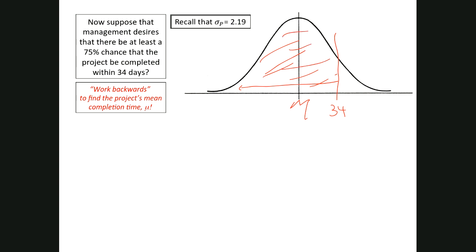So we want this value to be 75%, the area under the curve to be 75%. And in order for that to happen, this mean has to be to the left of 34. So the next step that we want to do is we want to use the information that we know.